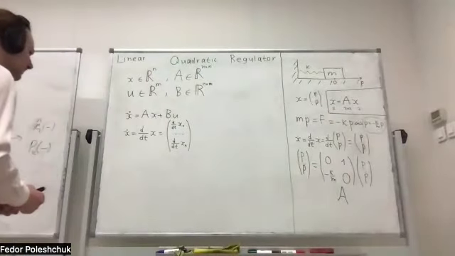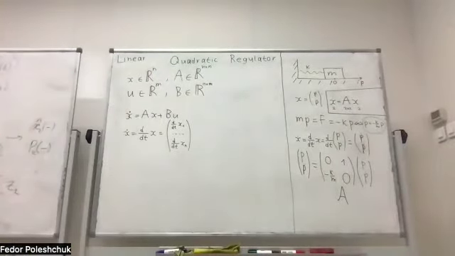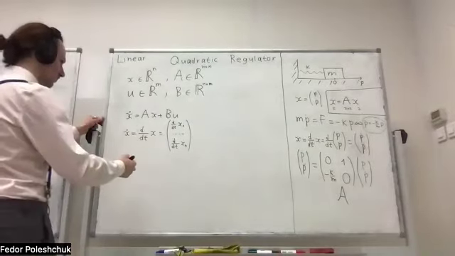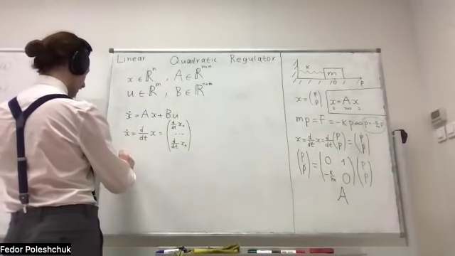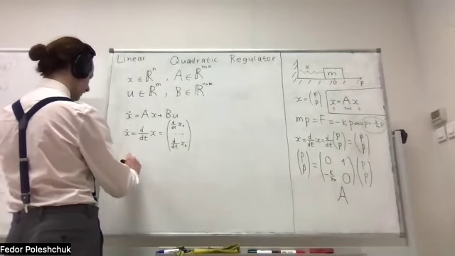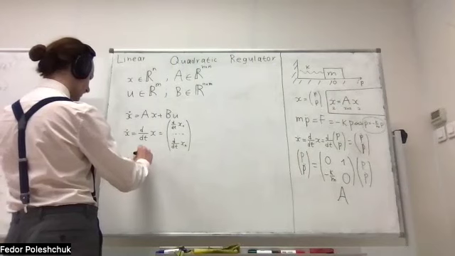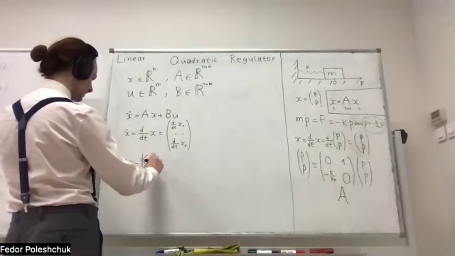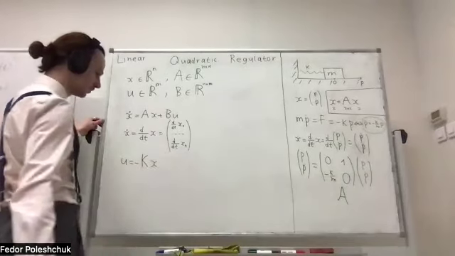So one of the convenient ways of setting up a controller is in the following form: U, the control vector, could be equal to minus some gain matrix K times the state vector X.